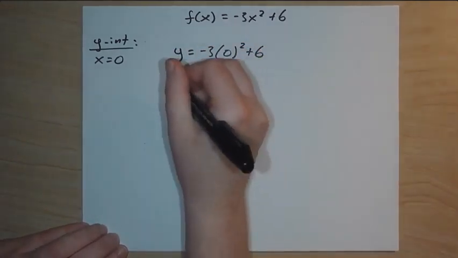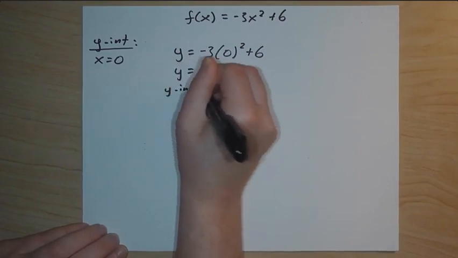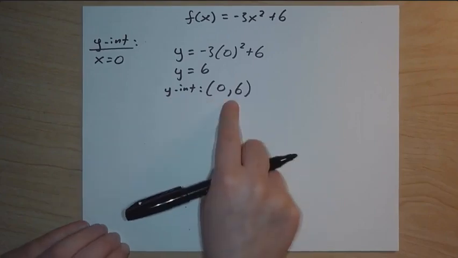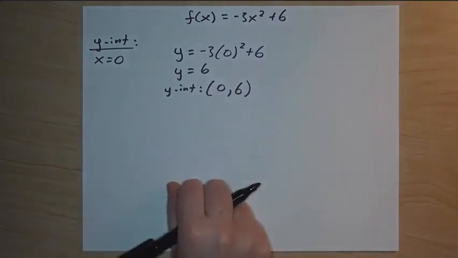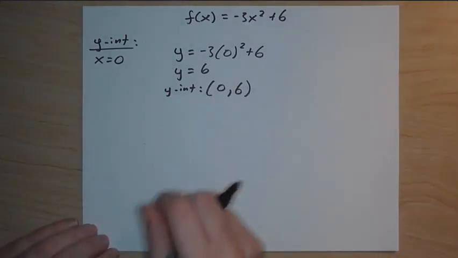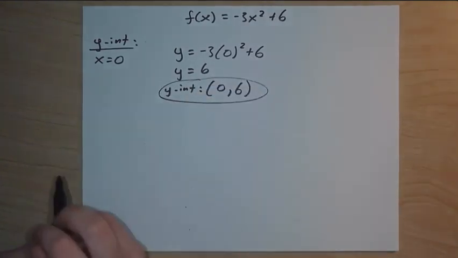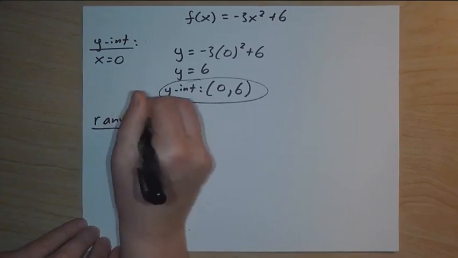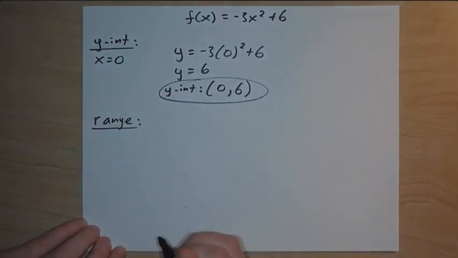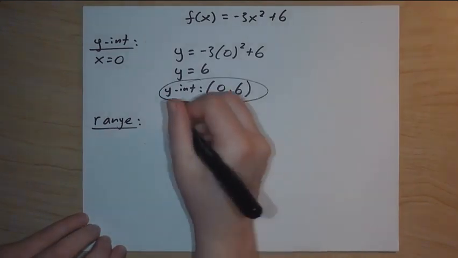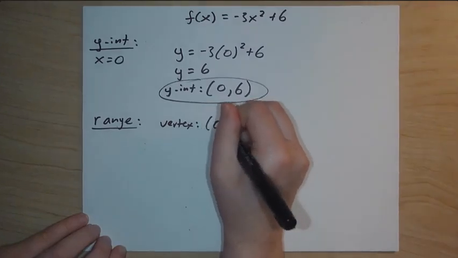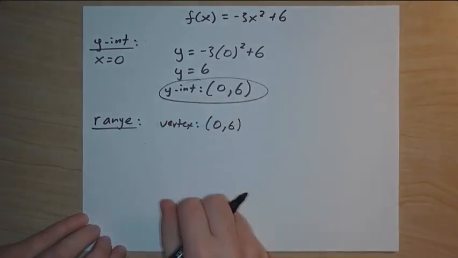So our y-intercept is the point 0, 6. You'll notice that it's the same as our vertex, since it was at x equals 0. So that's our y-intercept. The last thing we need to do is find our range. Our range is our possible y values. So we're going to look at our vertex. Our vertex was the point 0, 6. In fact, it was the same as our y-intercept.